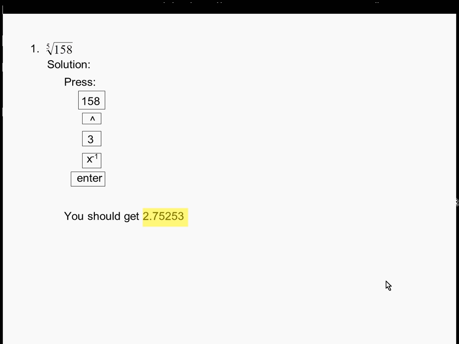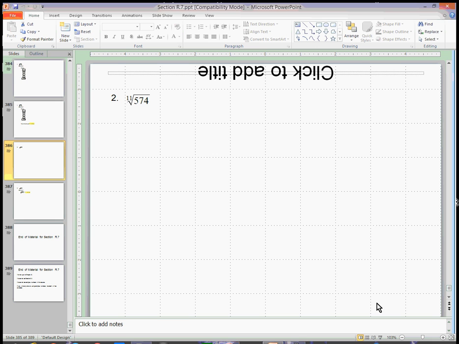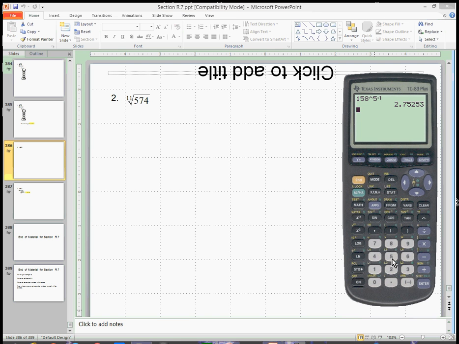Let's try another one. The 11th root of 574. So you do 574, 11, x inverse, enter. Again, if we do that, 574 raised to 11, x inverse. By the way, that's what x to the -1 is called. It's called x inverse. Remember the inverse property?